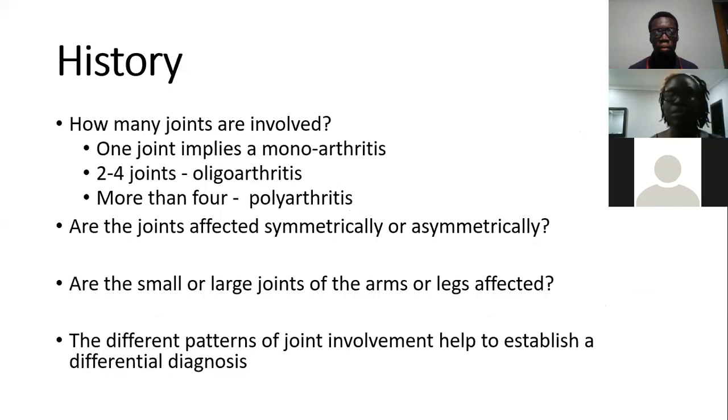Now, it's also important to know how many joints are involved. So if it's one joint, it's a monoarthritis, if it's 2 to 4 joints, it's oligo, and more than 4 is a poly. Okay. Then, is it large joints or small joints that are involved?